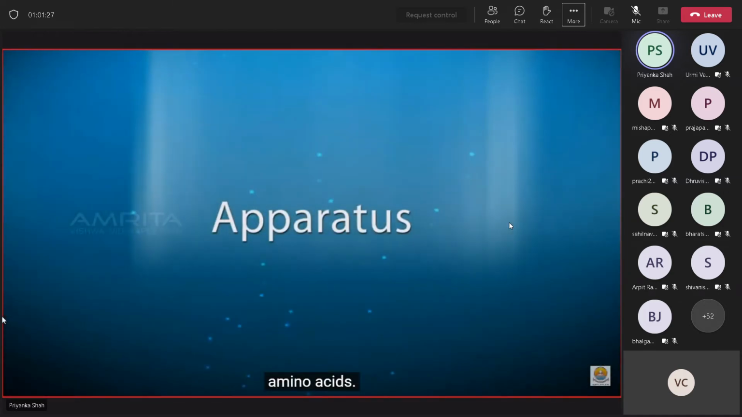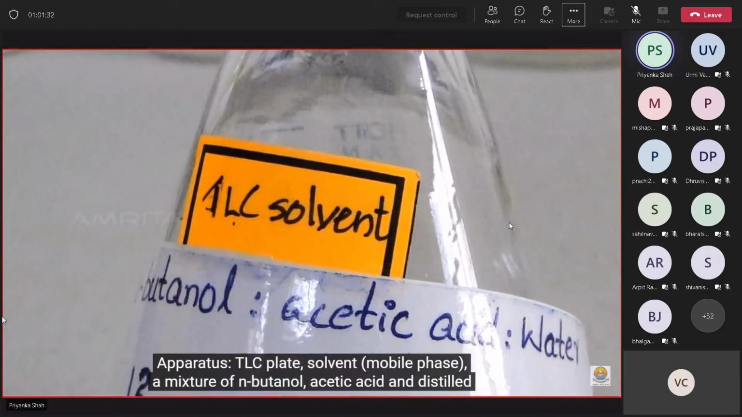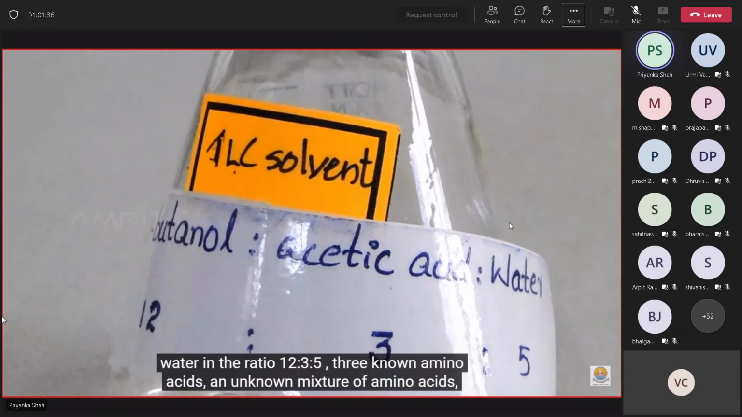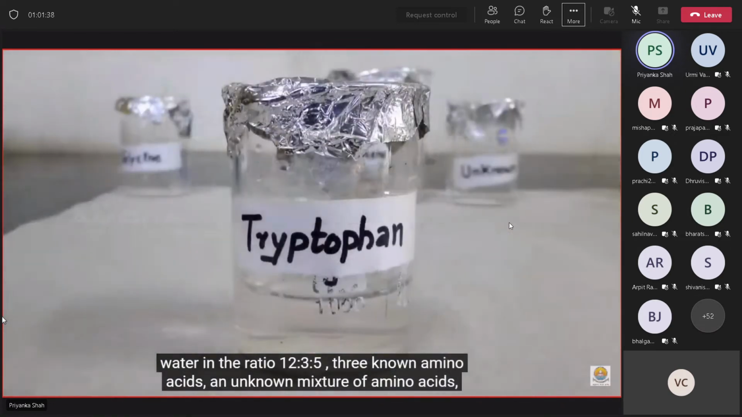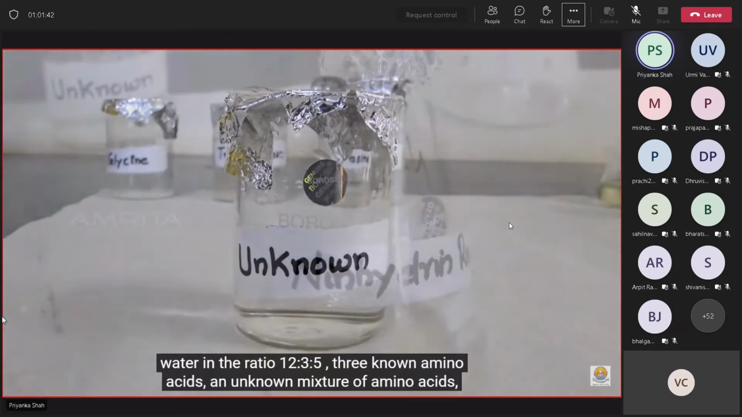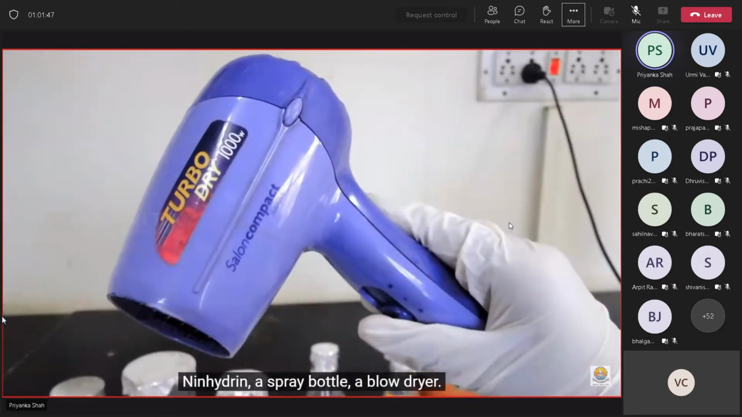Apparatus: TLC plate, solvent, a mixture of n-butanol, acetic acid, and distilled water in the ratio 12:3:5, 3 known amino acids, an unknown mixture of amino acids, ninhydrin, a spray bottle, a blow dryer.